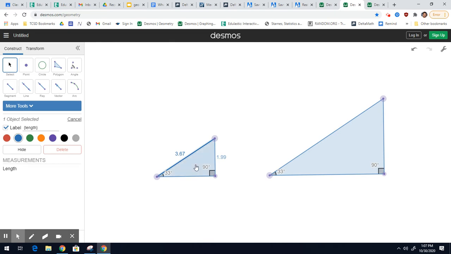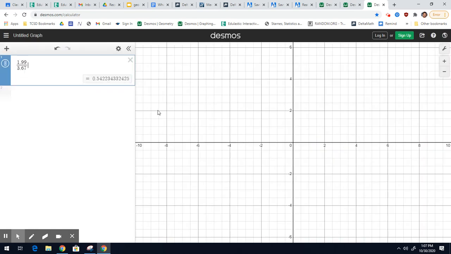Okay. All right, let's do the same thing on this bigger right triangle. So here's 33. This is the opposite side, 3.98. This is the hypotenuse, 7.25. I'm going to divide those, 3.98 divided by 7.25. And I get 0.548. So very, very close. And again, Desmos Geometry rounds, but as you can see, these two ratios are the same. And isn't that what it means to be proportional, right? Proportional sides have the same ratio.